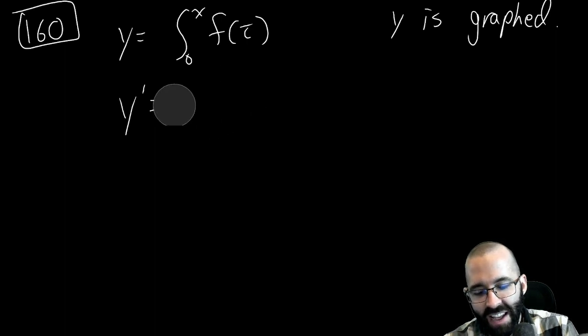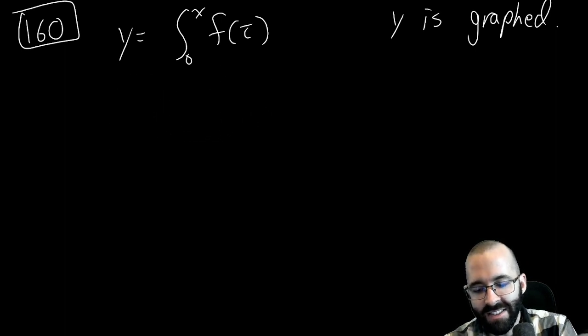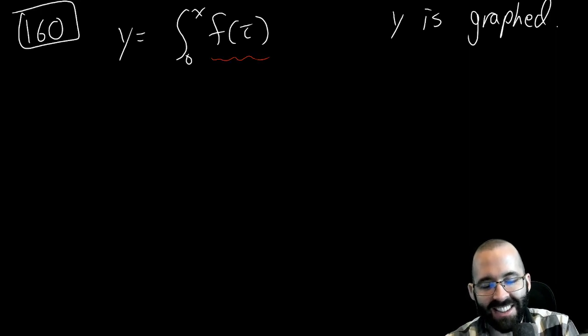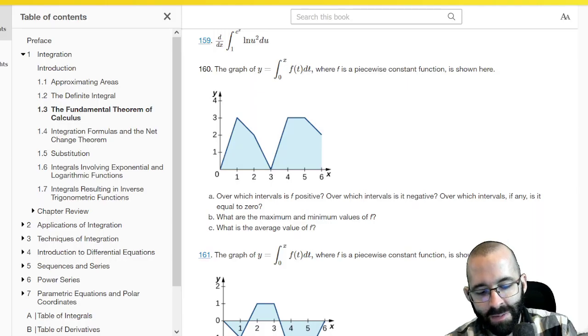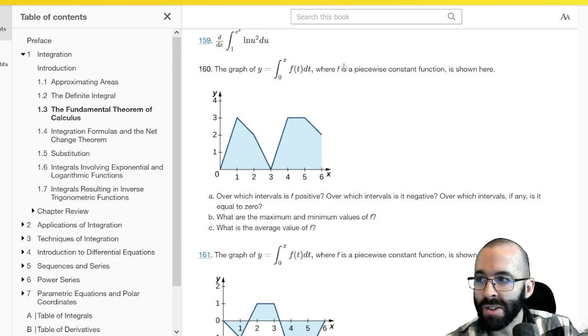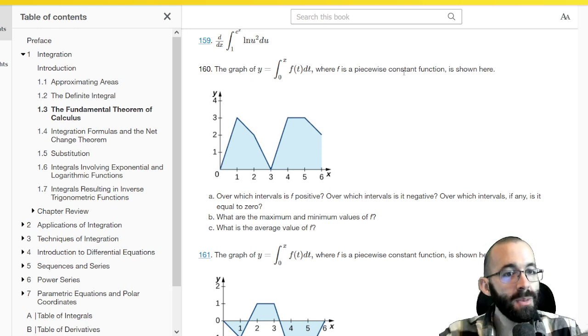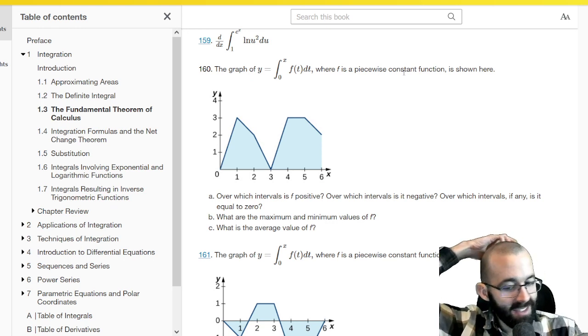Why? Because the fundamental theorem of calculus requires, this is a good learning opportunity, that this integrand, which does need a dt, is continuous. But we know that it's not necessarily continuous. We're told that the integrand f is a piecewise constant function. Most piecewise functions are not continuous. They can be.